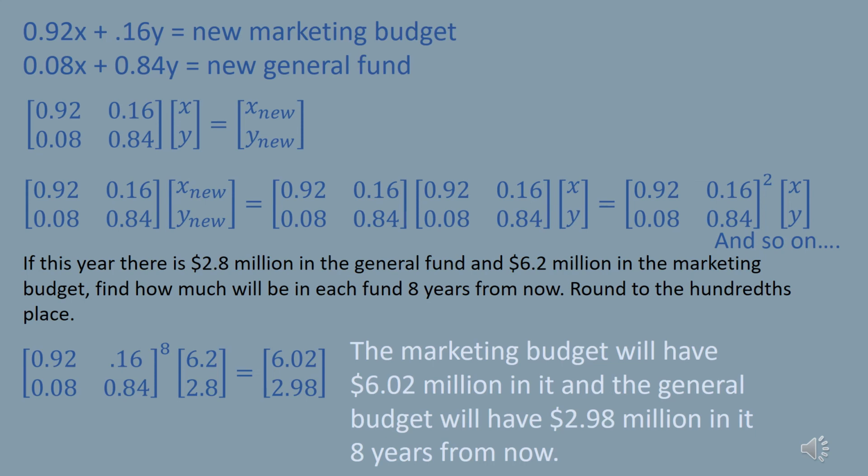If you then took the second year amounts and plugged them back in, it would be equivalent to cubing that original coefficient matrix and multiplying by the original amounts. So if we want to know 8 years from now, let's take that coefficient matrix and raise it to the 8th power and then run that 8th power of the original matrix through the original amounts. So taking my coefficient matrix, raising it to the 8th power, multiplying by the column vector 6.2, 2.8, it gives me new amounts of 6.02 million for the marketing budget and 2.98 million for the general fund budget 8 years from now.